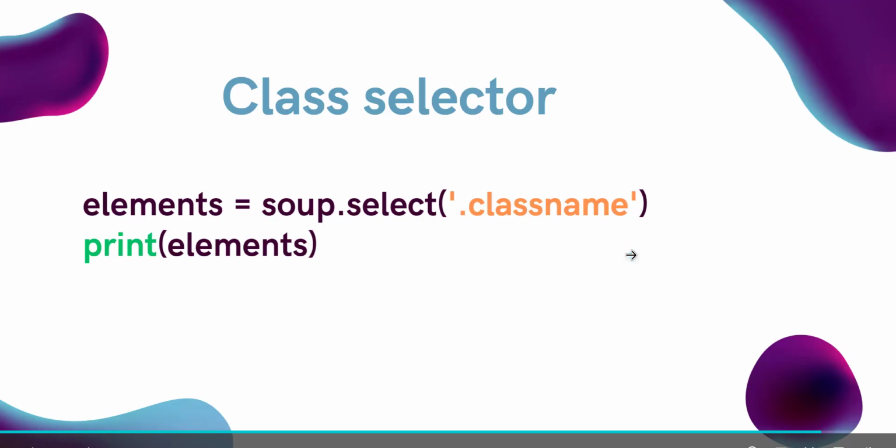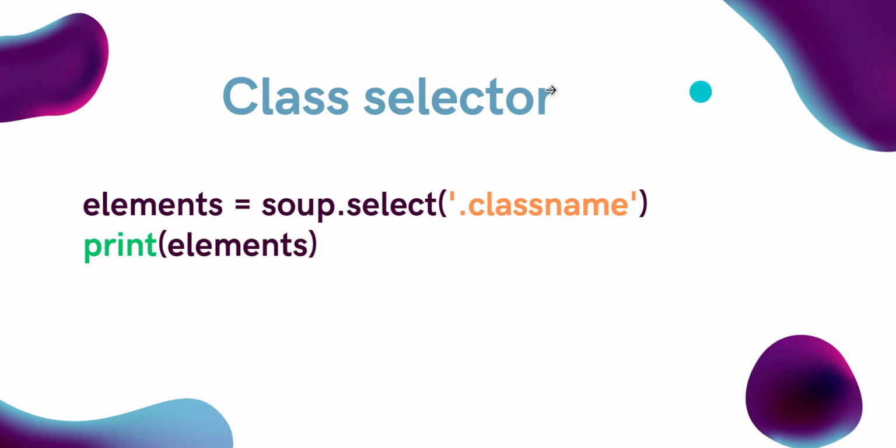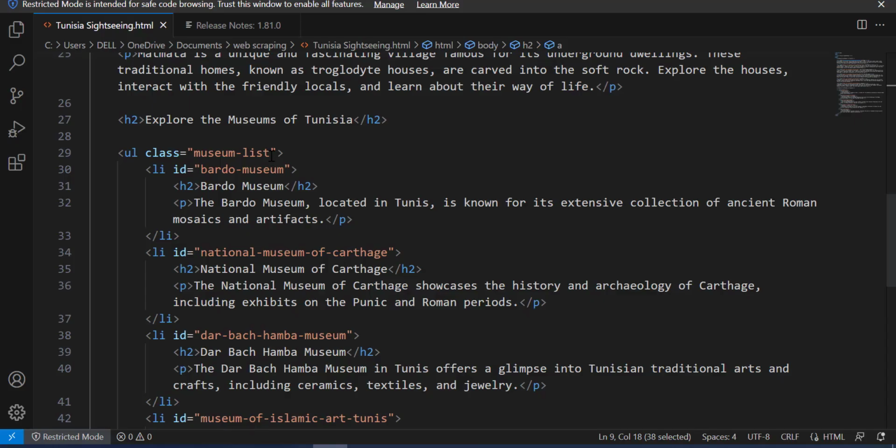Let's move now to the second type of CSS selector, and this is the class selector. In this case, you will use the dot and then you write the class name. So for the class, you write the dot before you write the class name. Let's try it. So for the class name like this one, museum list, let's copy it.